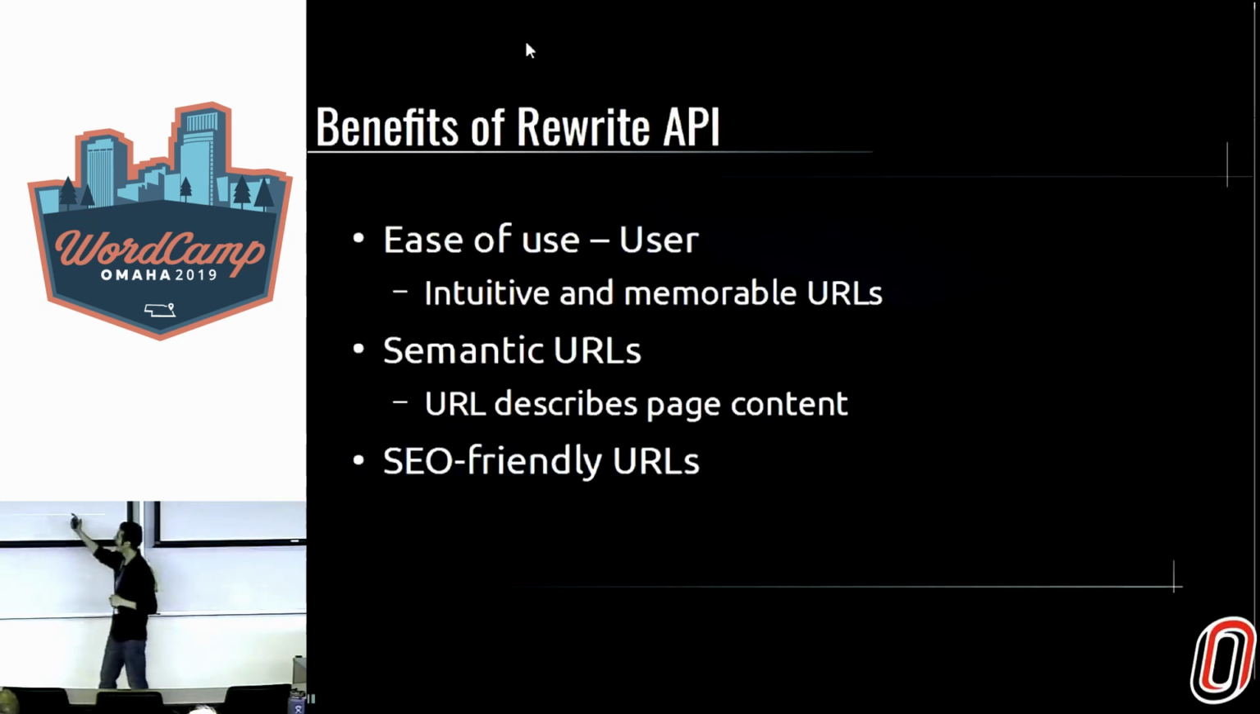So the benefit of having the rewrite is that we can provide ease of use for our users. We can create intuitive and memorable URLs that we can pass along to the users, and the users can remember that easily. With that, we also create semantic URLs that can describe the page content. And thus, we can also create SEO-friendly URLs, because in our URL we can have keywords associated with the page content.